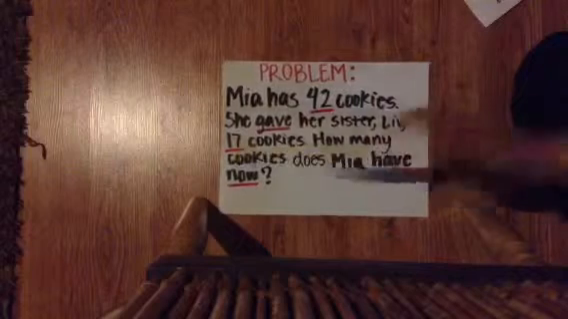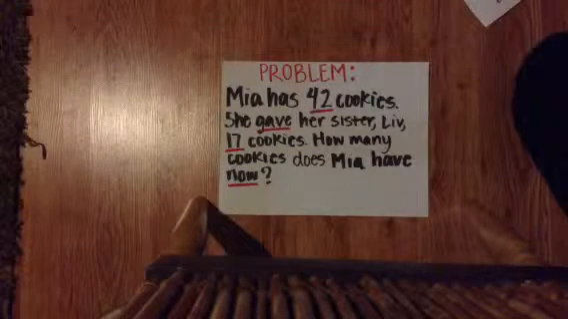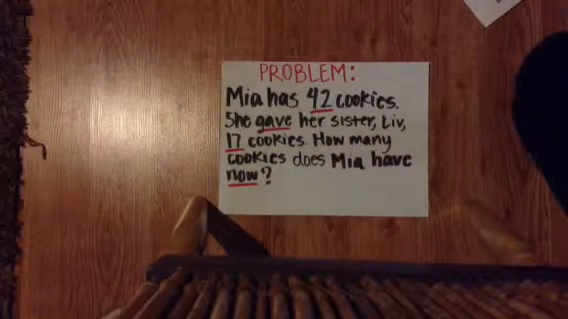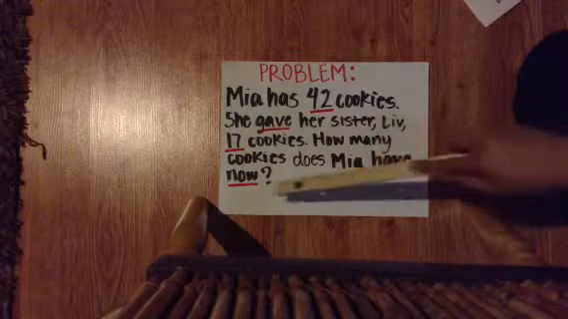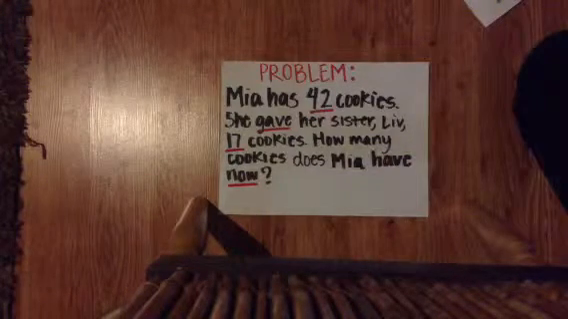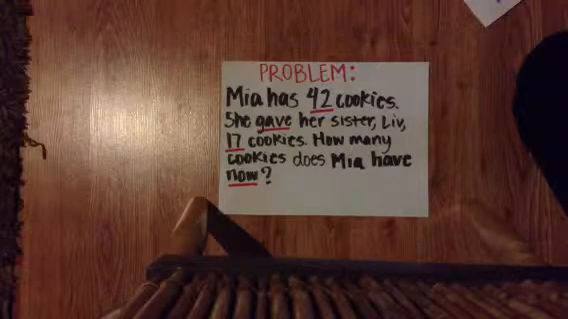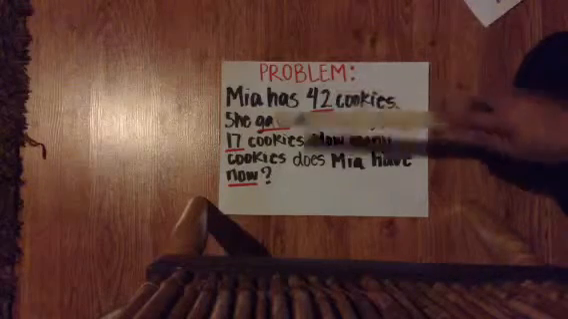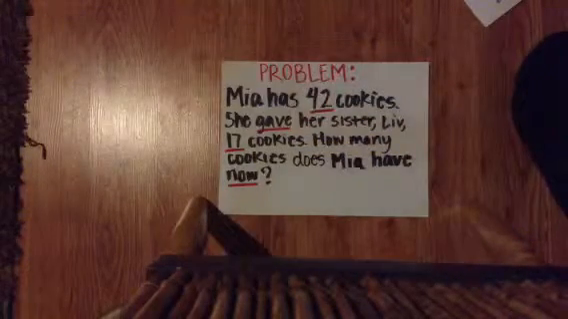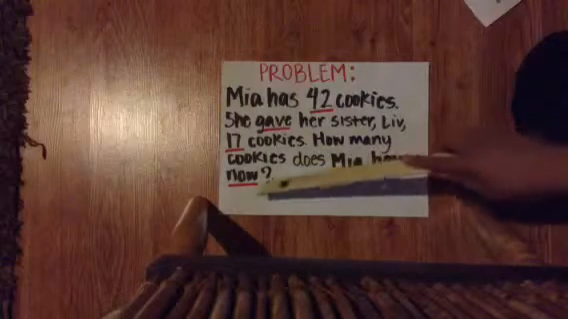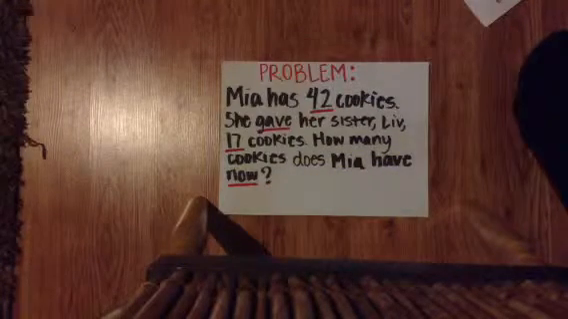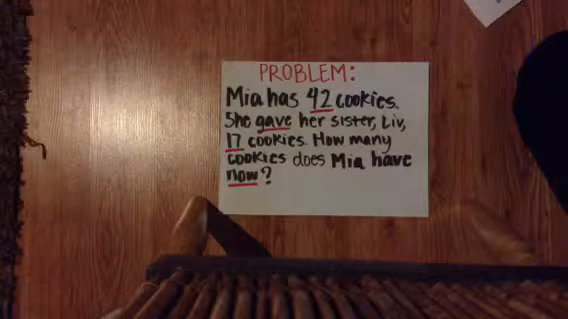Right, 17. If she is giving away, what is it that we need to do to solve how many Mia has now? Exactly. We're going to be needing to find the difference between 42 and 17 to figure out how many cookies Mia has now. What's another word for difference? Right, subtract.